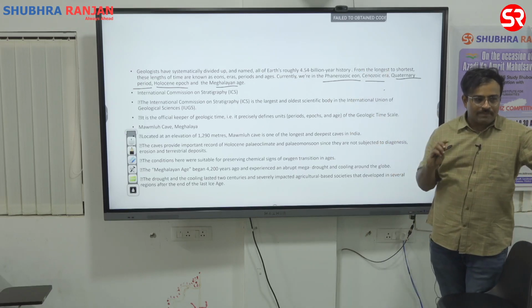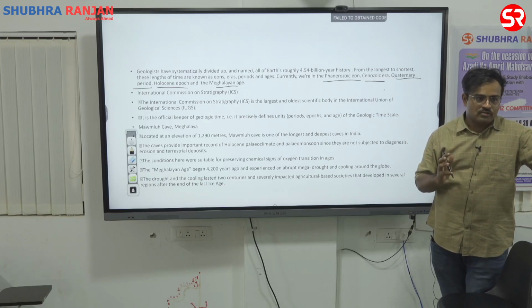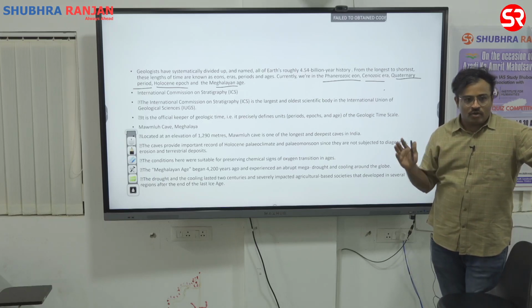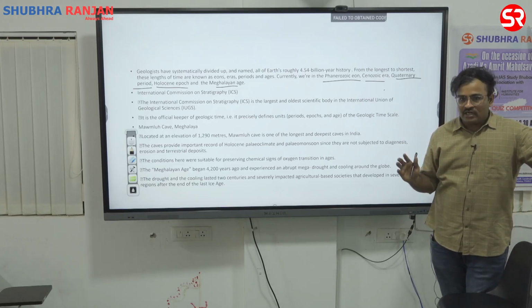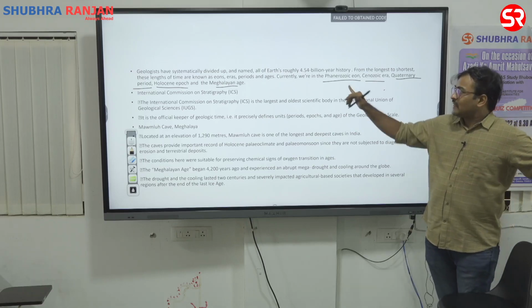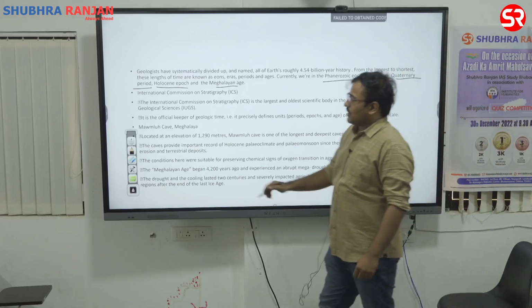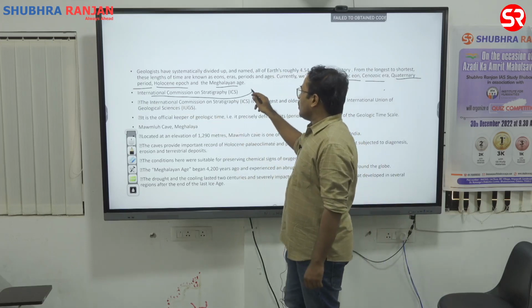Surprisingly, UPSC can ask this question: we live in which of the following epochs? Then we have to say that it is the Holocene epoch in which we are living. The age we are living in currently is known as the Meghalayan age. And usually these names are created by the International Commission on Stratigraphy.